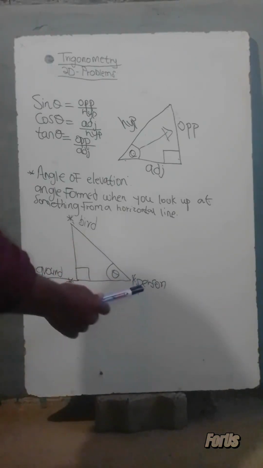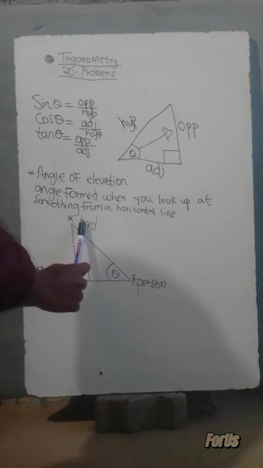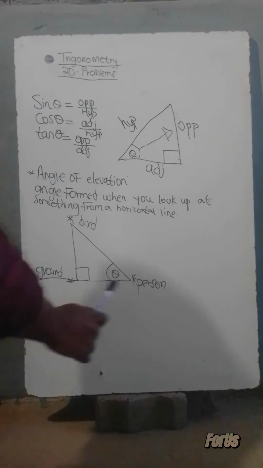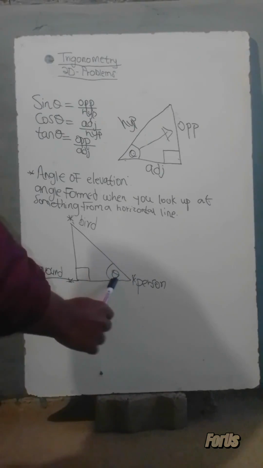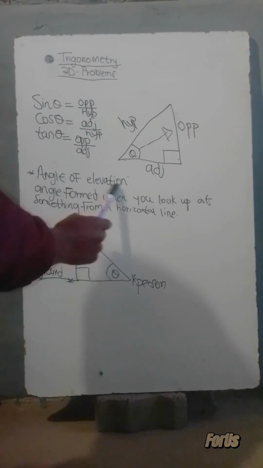And here, as you can see, this person is looking at this bird from a horizontal line, and this horizontal line is the ground. That is why this angle is going to be the angle of elevation.